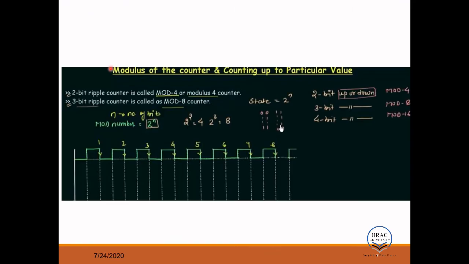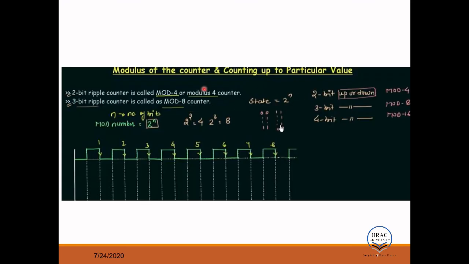Okay, so now we will discuss the modulus of a counter and counting after a particular value. Say mod number equals 2 to the power n. What is the mod number? What is n? n is the number of bits. So 2 bits means n equals 2, so 2 to the power 2 is 4. So a 2 bit ripple counter is also a mod 4 counter. 2 to the power 2 is 4, right? So mod 4 or modulus 4 counter. A 3 bit ripple counter is 2 to the power 3, 8. So mod 8 counter. Okay.